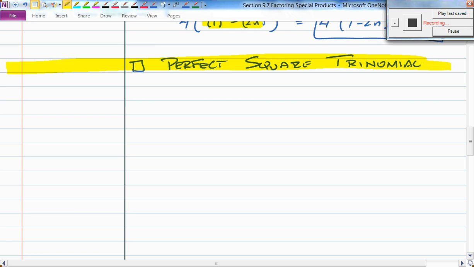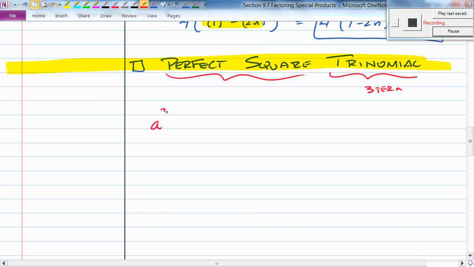Alright, this one is a little bit more interesting, a perfect square trinomial. So what does the word trinomial mean over here? Yeah, we're going to have 3 terms here, okay? And we're going to have some kind of a perfect square somewhere in those 3 terms. So I'm going to give you the general rules, and then we'll talk about it. So here's the general rule. If you have a squared plus 2ab plus b squared, it will factor to the quantity a plus b all squared.